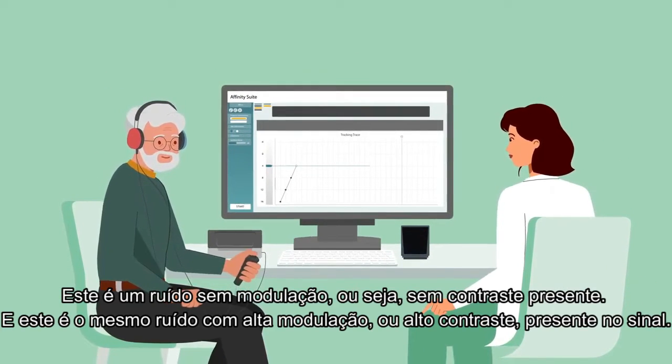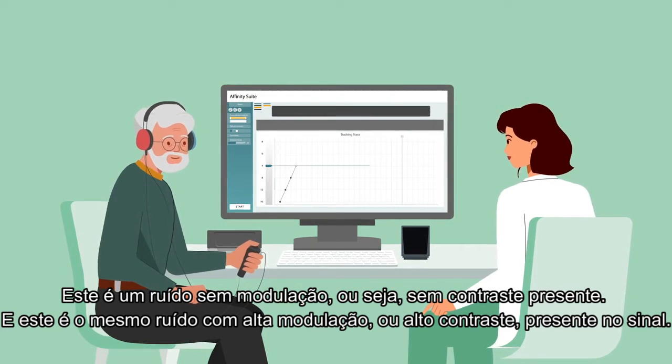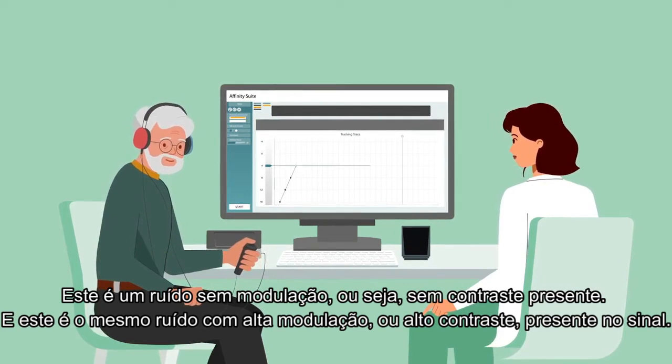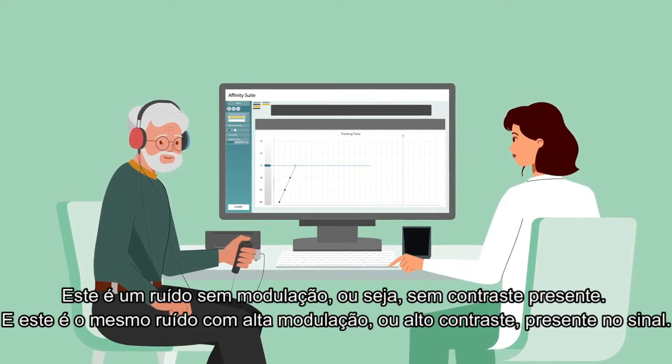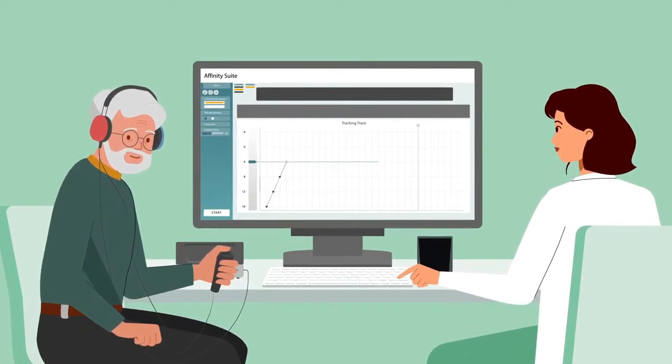This is noise with no modulation, or in other words, no contrast present. And this is the same noise with high modulation or high contrast present in the signal.